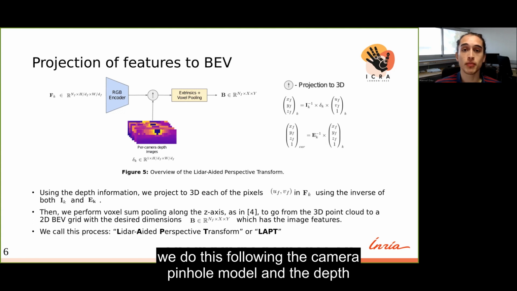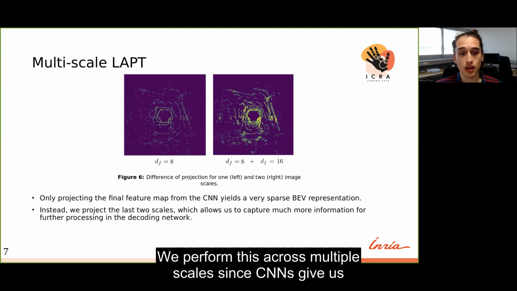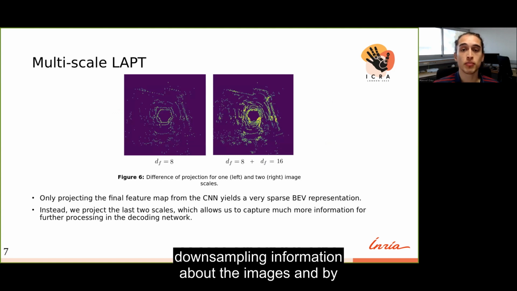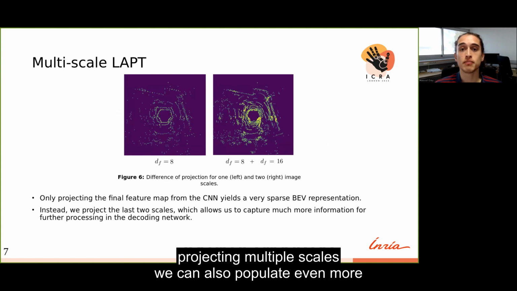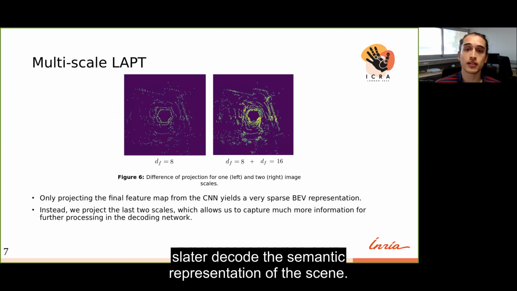We do this following the camera pinhole model and the depth taken from the LiDAR projection down to the image plane for each camera. We perform this across multiple scales since CNNs give us downsampling information about the images, and by projecting multiple scales, we can also populate even more the bird's eye view representation that can help us later decode the semantic representation of the scene.